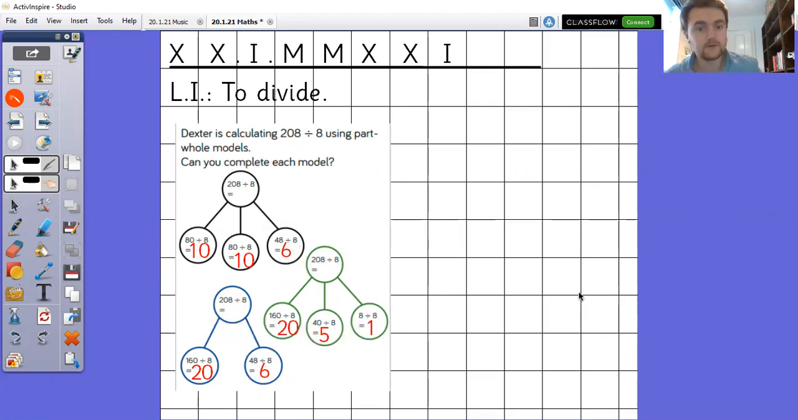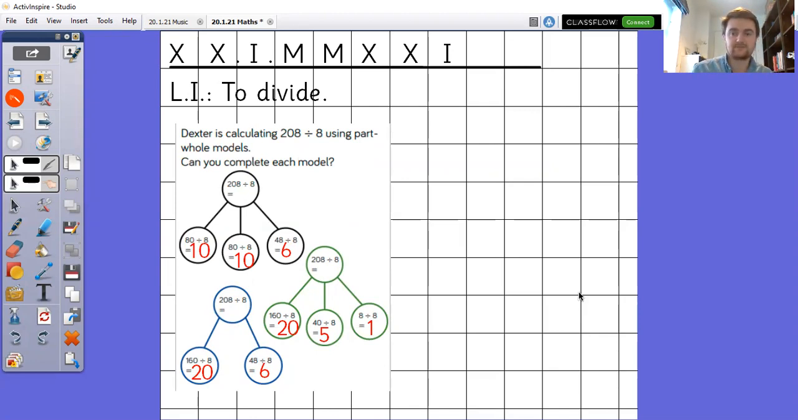Now, if we look at the blue one, 208 divided by 8, we can say that he split it into 160 and 48. 160 divided by 8 is 20. 48 divided by 8 is 6. 20 add 6 is 26 still. And if we look at 208 divided by 8 in the green one, he split it into 160, 40, and 8. 160 divided by 8 is 20. 40 divided by 8 is 5. And 8 divided by 8 is 1. So each of those different ways of partitioning gets you the same answer, which is 26.